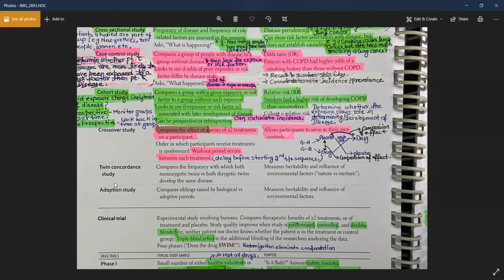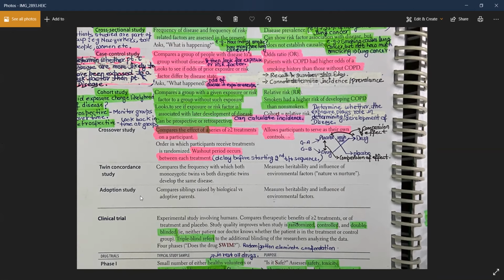So we'll select the families who have this adopted child in these families, and then you will look for the outcomes. Okay, this is the adoption study. So for the twin study and for the adoption study, you want to know whether a certain disease is hereditary or a disease is controlled by the environmental influences or not. Okay, these are the two studies.